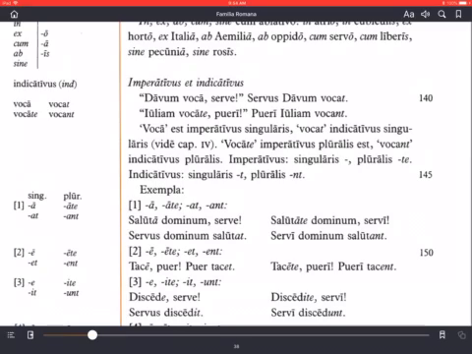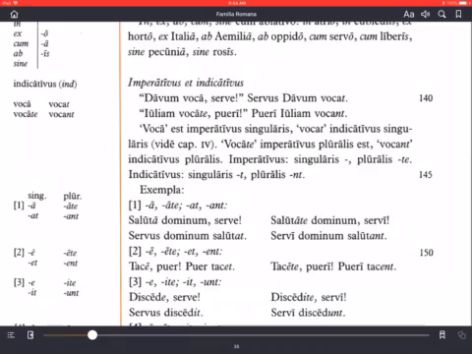So if you just want to say what someone's doing, you use the forms that end in the T or the NT, which are called indicative forms, statement verbs. They're used for normal statements and for normal questions. And then you want to use the imperativus or imperative if you're going to give a command. Voca est imperativus singularis, vocat indicativus singularis, vide Capitulum Quintum.